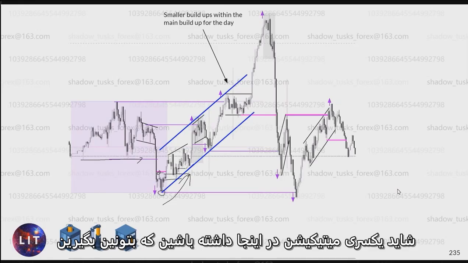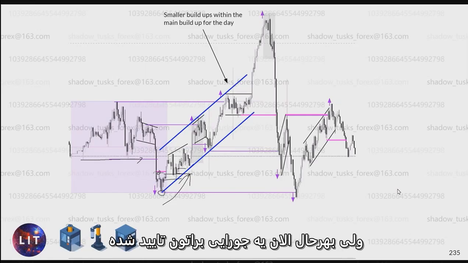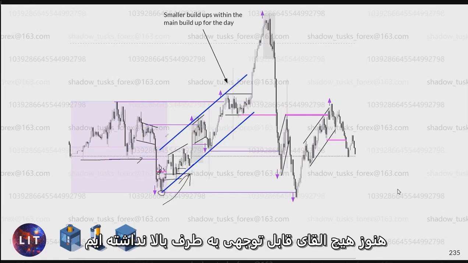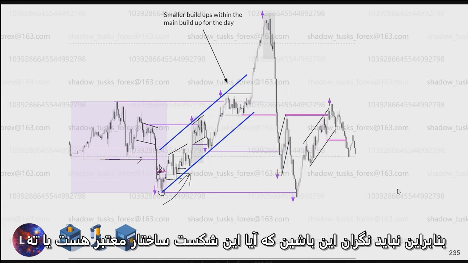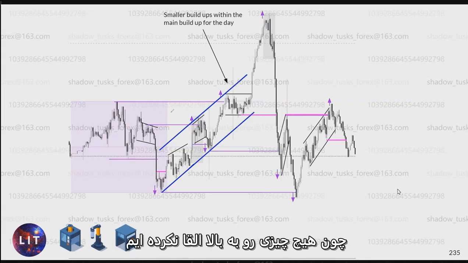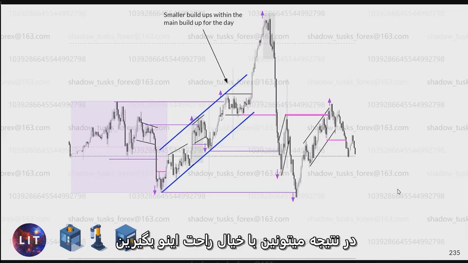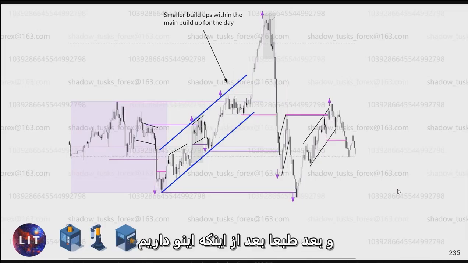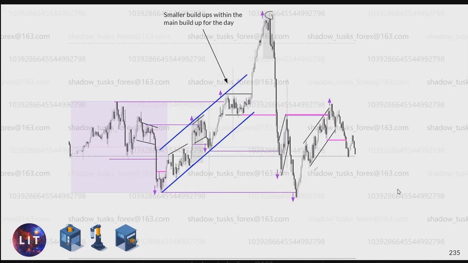Maybe you have some mitigations in here that you can take, but now you sort of had it confirmed. We haven't had any inducement high yet, or nothing significant, so you shouldn't worry about whether this break structure is valid, because we haven't induced anything high. So you can relax and take this. And then obviously after we have this one, we have this push down. This would be the break of structure point.